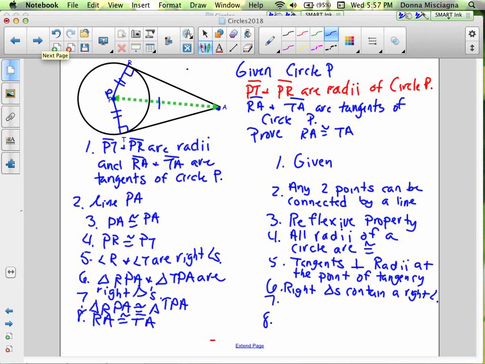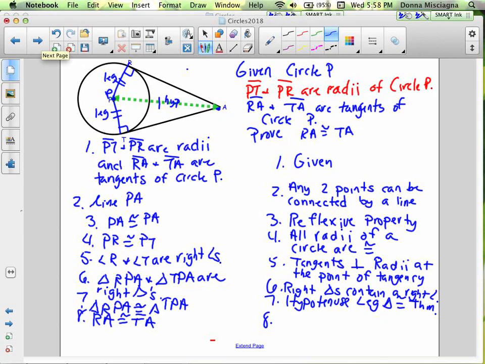Step 7, triangle RPA. Now that I know they're right triangles, I have enough information to say triangle RPA is congruent to triangle TPA. If you notice, this side here is the hypotenuse of each of the right triangles. Hypotenuse is opposite the right angle, and the two radii are legs of the right triangle. So if you have two right triangles with a pair of congruent legs and a pair of congruent hypotenuses, then the triangles have to be congruent using the hypotenuse-leg triangle congruence theorem. And by the way, to use that theorem, you do have to state that the triangles are right triangles, because you can only use that theorem in right triangles.